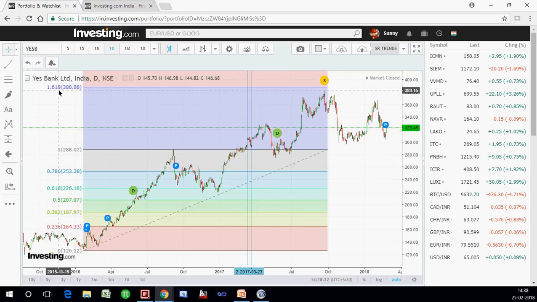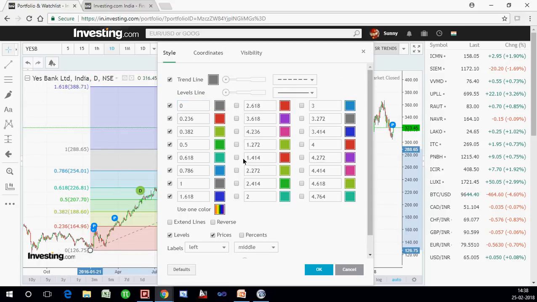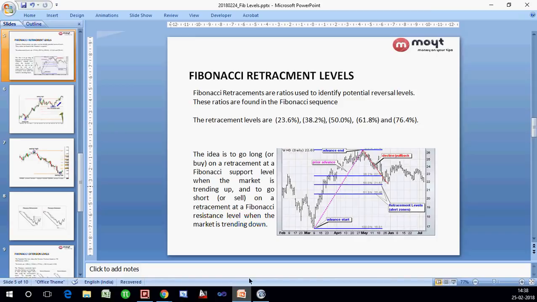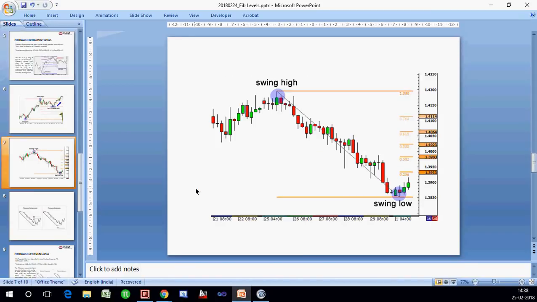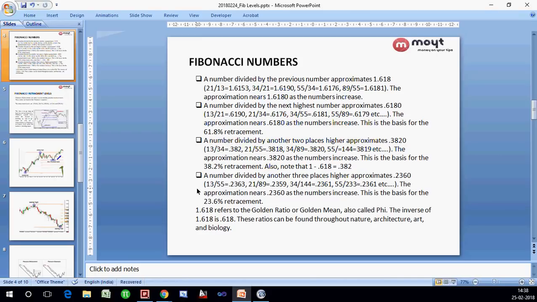Where are the intermediate levels? Actually the intermediate levels by default are not open. What we can do is we can go to settings, close not wanted ones, and what are the intermediate levels for fib extensions? Where is it?